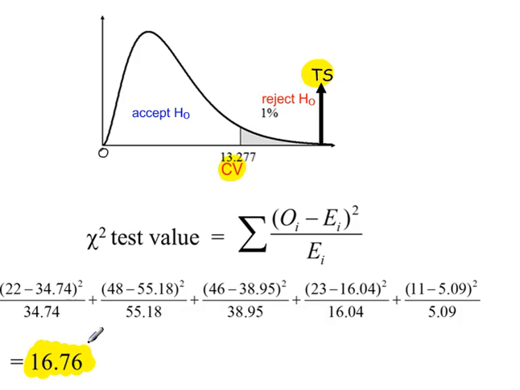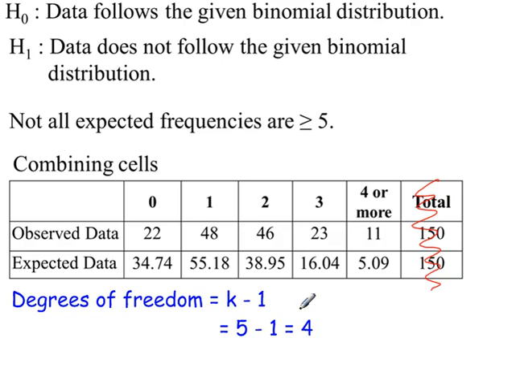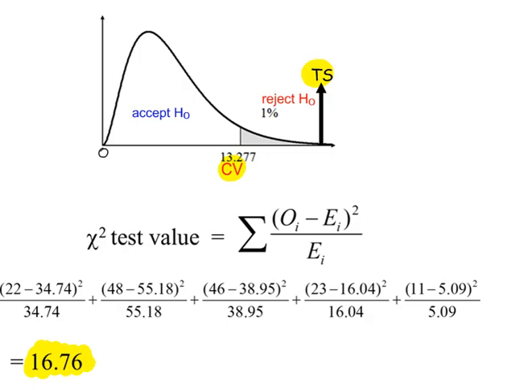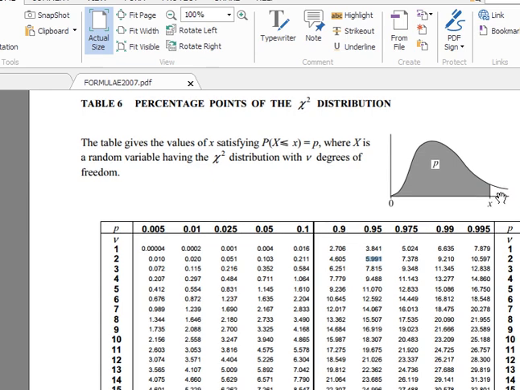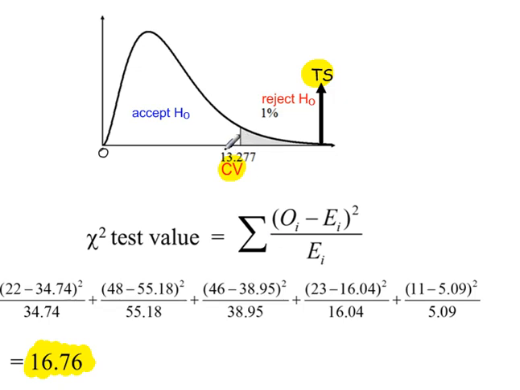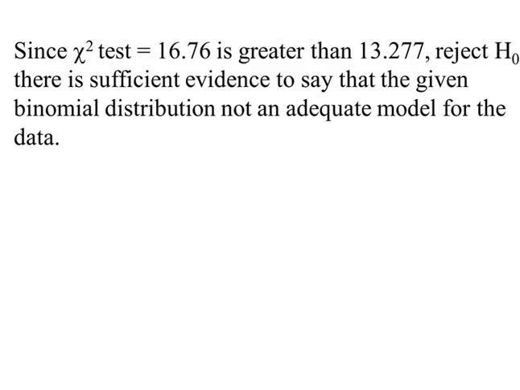Working out our test statistic using the values in the table, the O and E values, we get 16.76. Using a 1% significance level and 4 degrees of freedom. So this value here, this is 1%, this is 99%, 4 degrees of freedom, 13.277. Our critical value, 16.76 is greater than 13.277, so we're going to reject H0. And our conclusion.